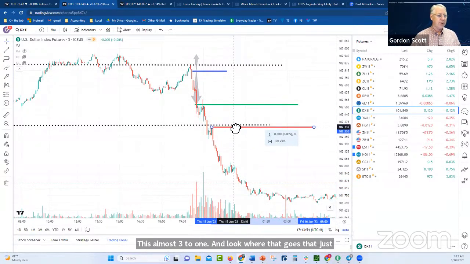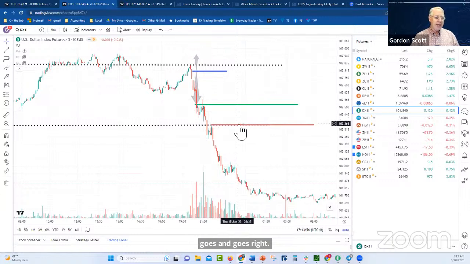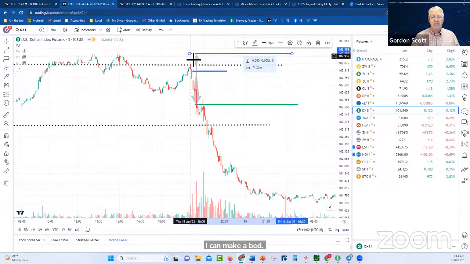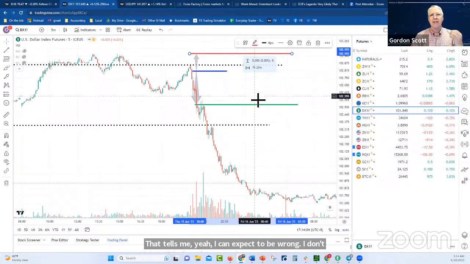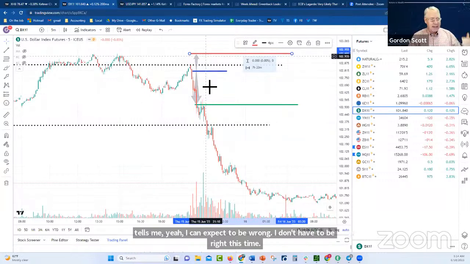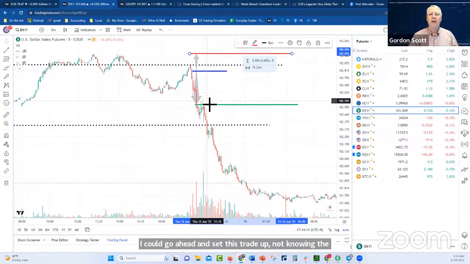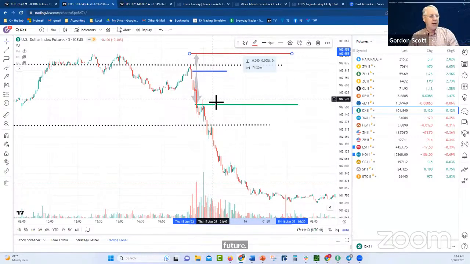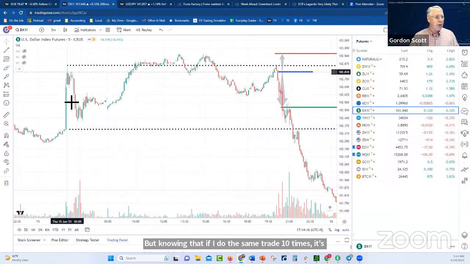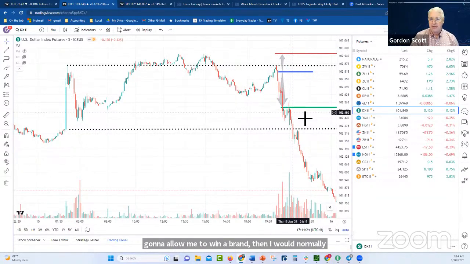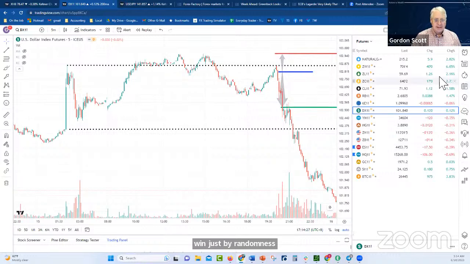So this is one of those really nice circumstances where I can make a bet that tells me I can expect to be wrong. I don't have to be right this time. I could go ahead and set this trade up, not knowing the future, but knowing that if I do the same trade 10 times, it's going to allow me to win a bigger size than I would normally win just by randomness. You get all that?